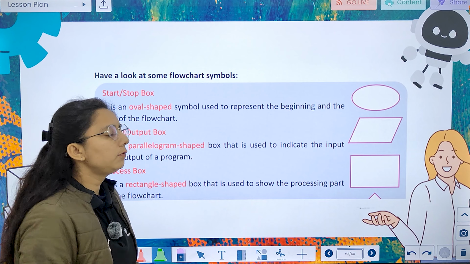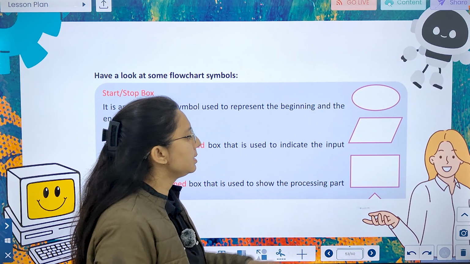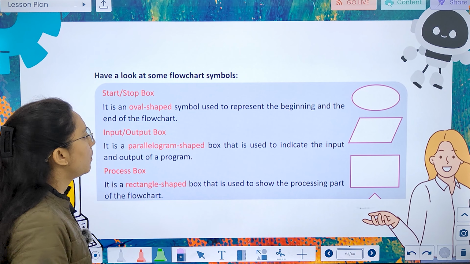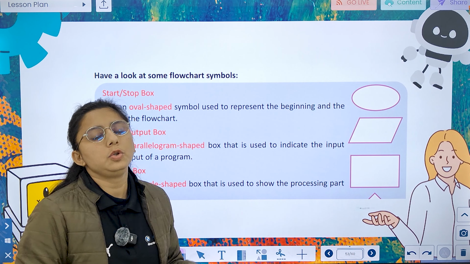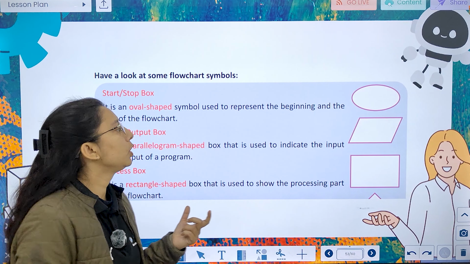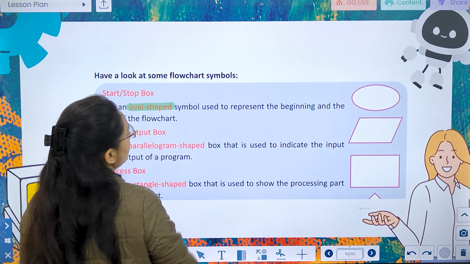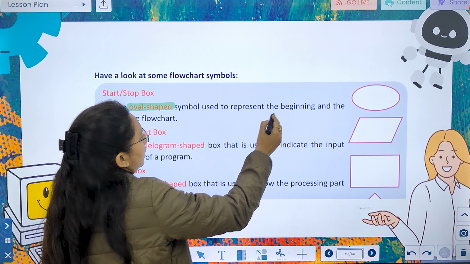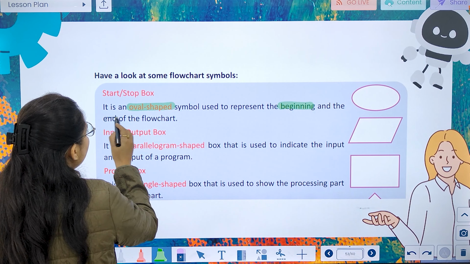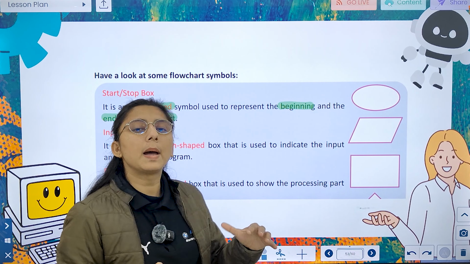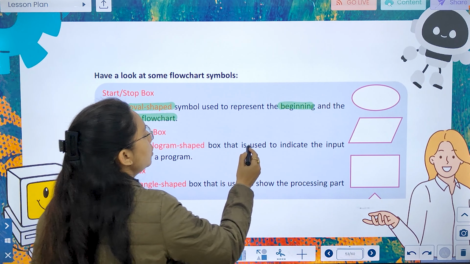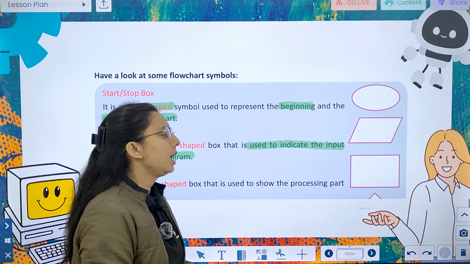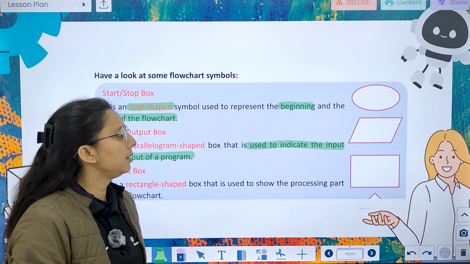Now have a look at some flowchart symbols. We have different symbols; these are the symbols of flowcharts. First is the start/stop box. If you have to use a start and stop, you will use an oval-shaped symbol. It represents the beginning and end. Then we have the input/output box, a parallelogram, which is used to indicate the input and output of a program.